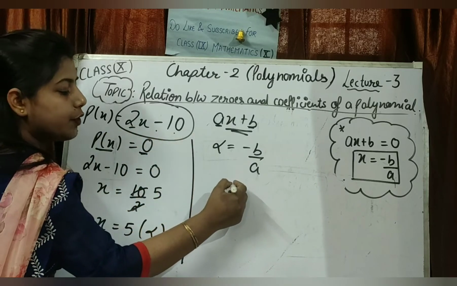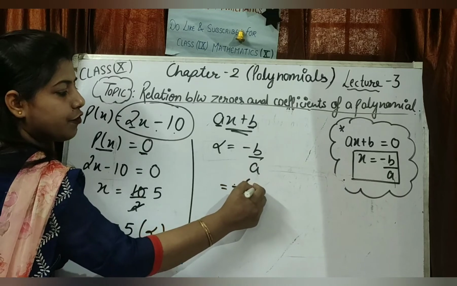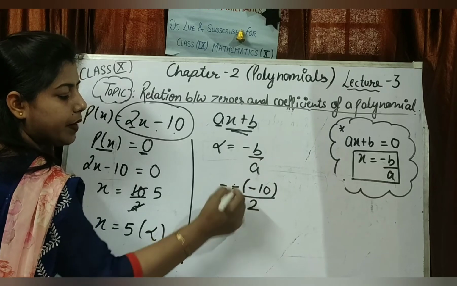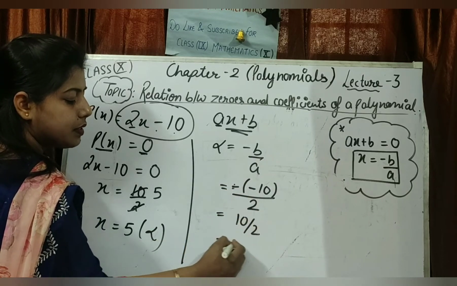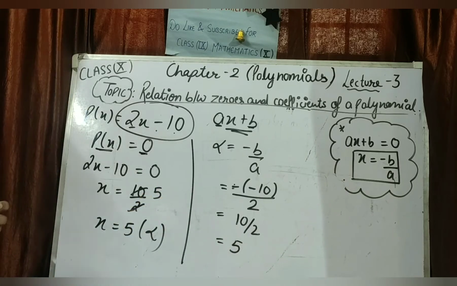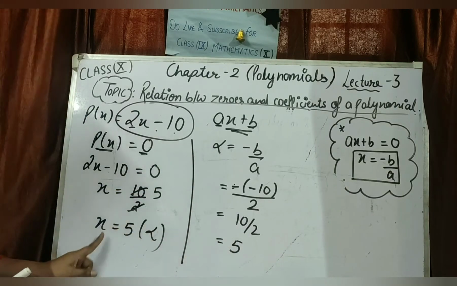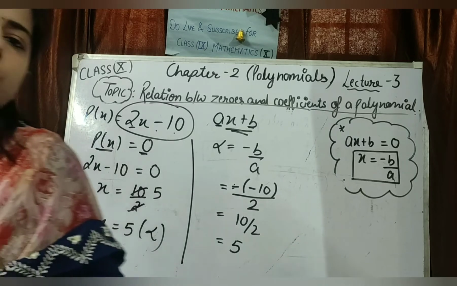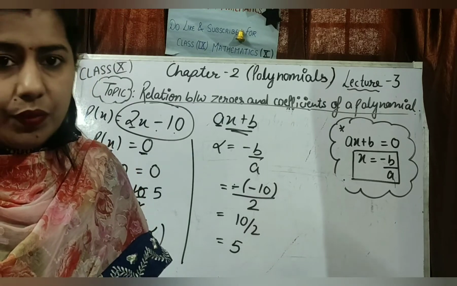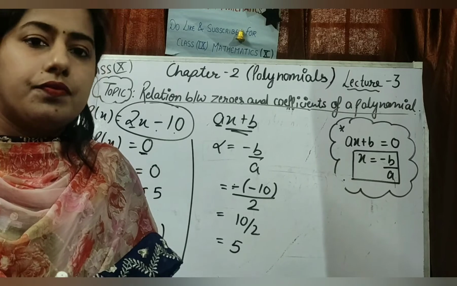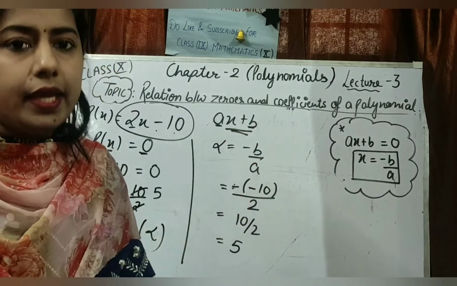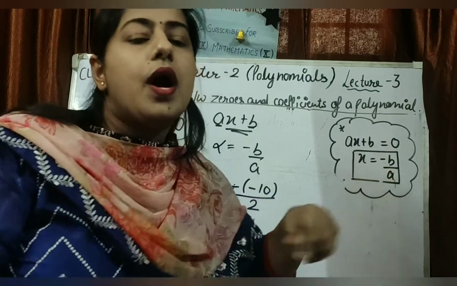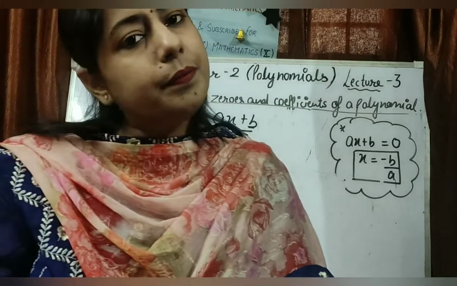Let's put the values. Minus as it is, in place of b I put minus 10, divided by, in place of a, 2. What do we get? Minus minus plus, that is 10 by 2, which is equal to 5. So in this case also I am getting alpha as 5, and in the other case also I am getting 5. It verifies. So remember that whenever we talk about a linear polynomial, the relationship between the zeros and coefficients is alpha equals minus b upon a, where b is the constant term and a is the coefficient of x. Now after this I'll discuss quadratic polynomials.